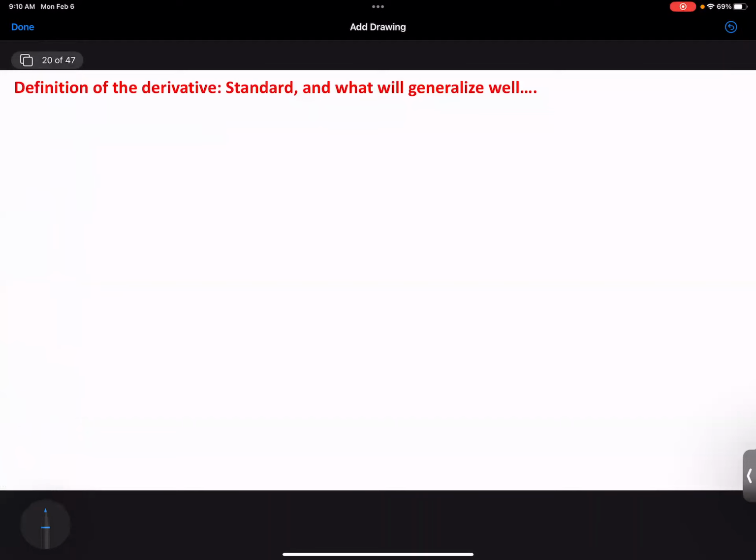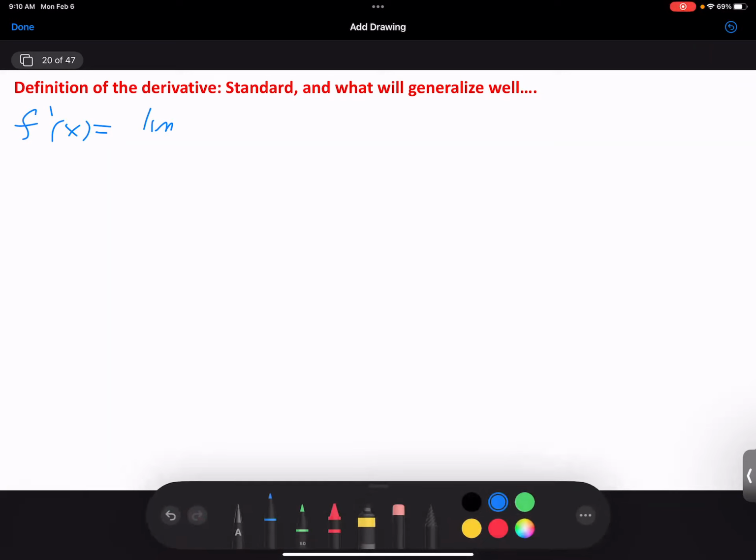All right. So what I want to do now is start the review of calculus. We talked last time about the standard definition of the derivative. That definition was f prime of x is the limit. I'm going to change, instead of f prime at x, I'll do f prime at the point a. So f prime at a is the limit as h goes to 0 of f of a plus h minus f of a over h.